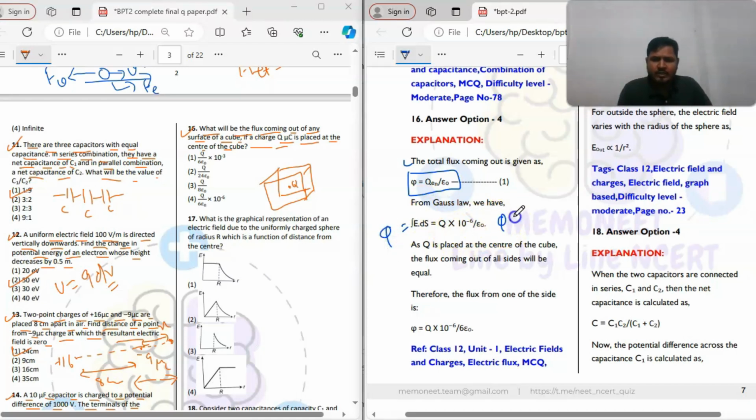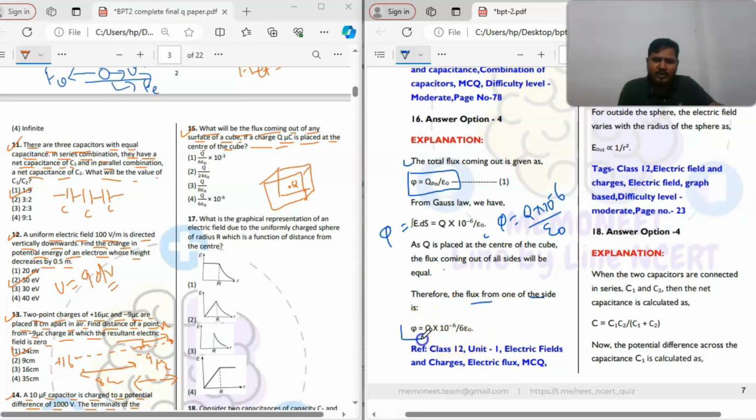So the flux is Q times 10 to the power minus 6 by epsilon naught. This is the total electric flux. Now we have to calculate the flux through one face. The cube has 6 faces, so for finding the flux through one side, we have to divide by 6.